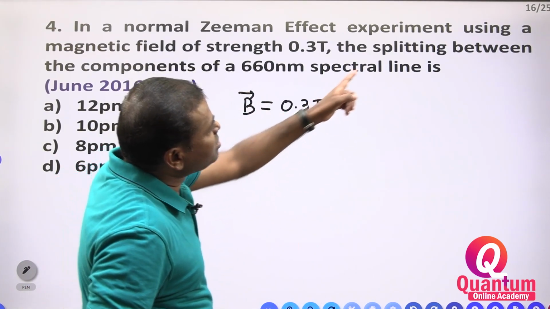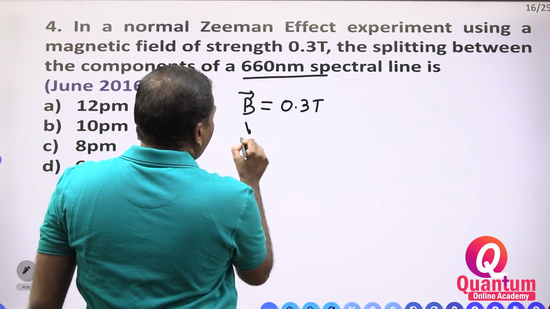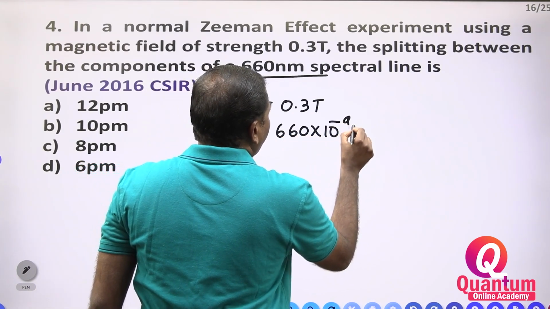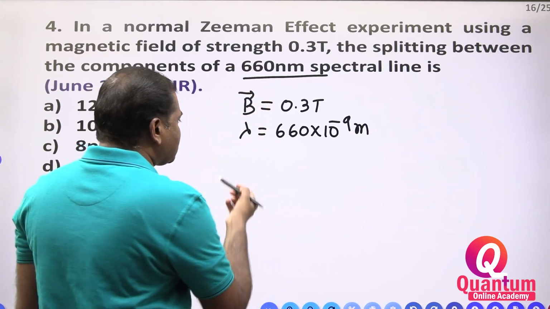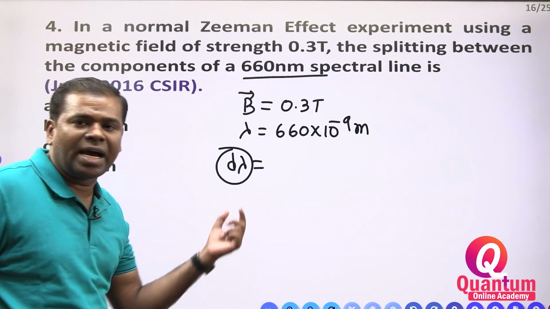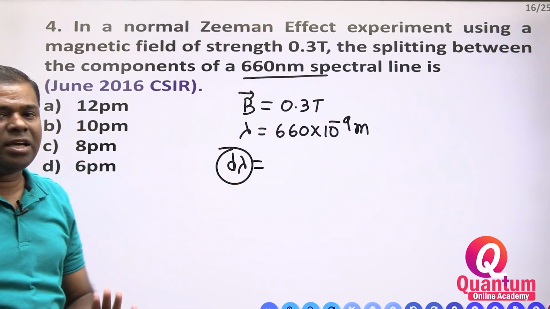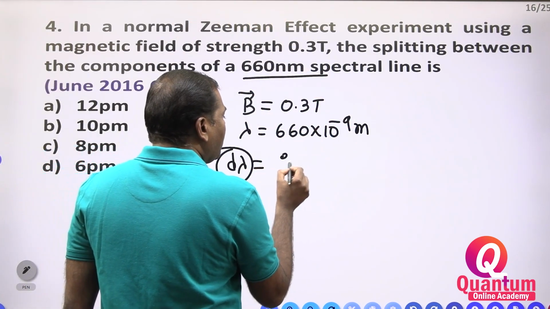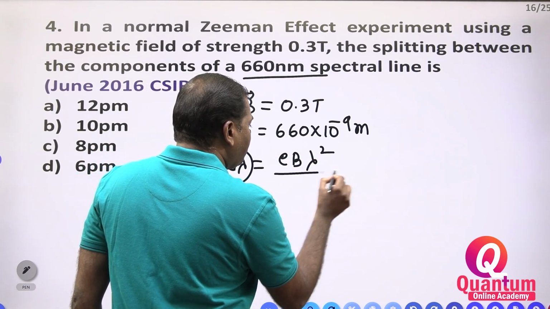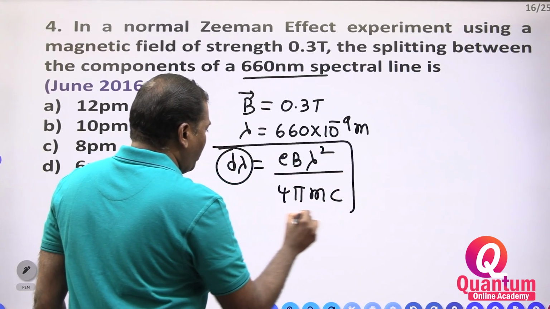0.3 Tesla. The wavelength they are giving, lambda is equal to 660 nanometer, 10 to the power of minus 9 meter. What they are asking is the splitting, delta lambda. This is the Zeeman shift in the presence of a magnetic field. What is the formula? E B into lambda square divided by 4 pi m c. This is your formula.